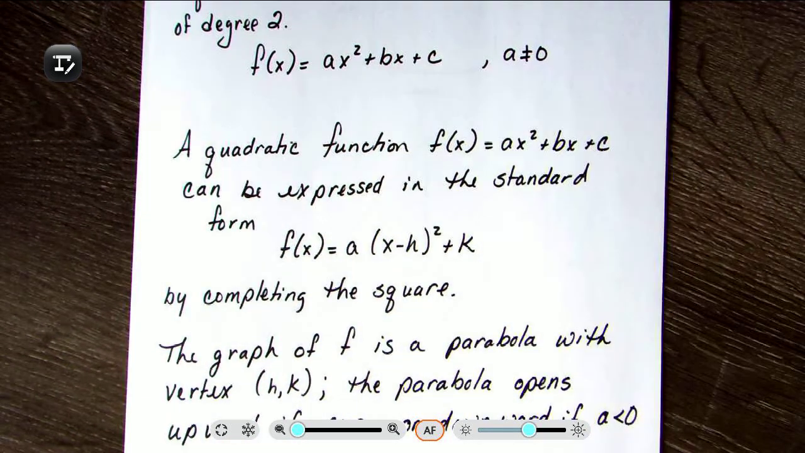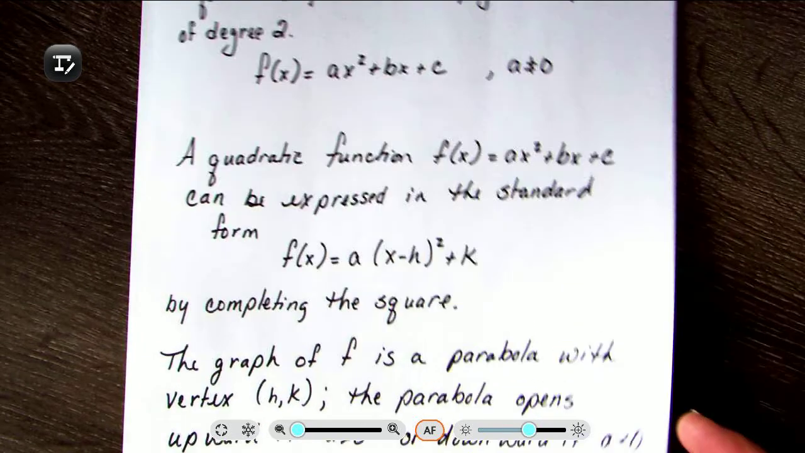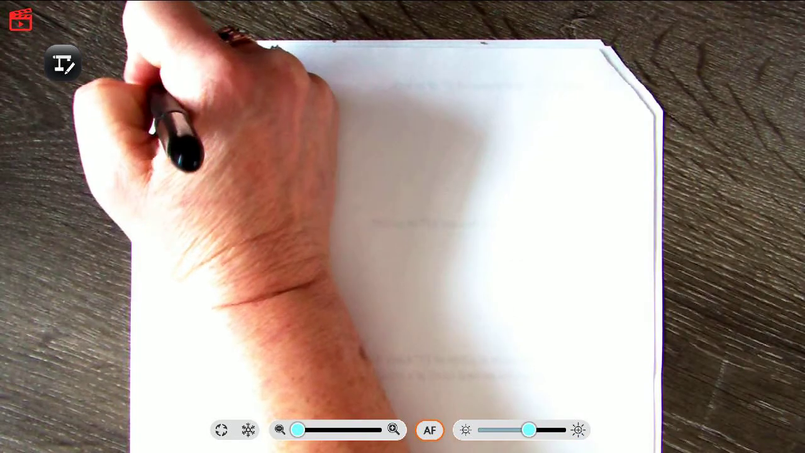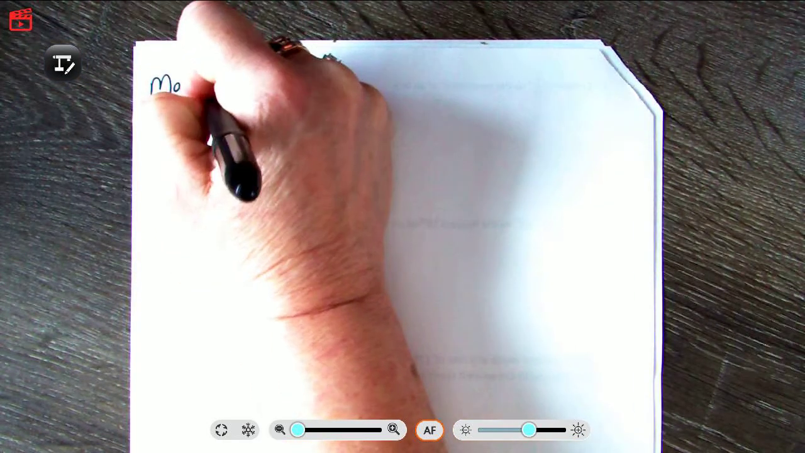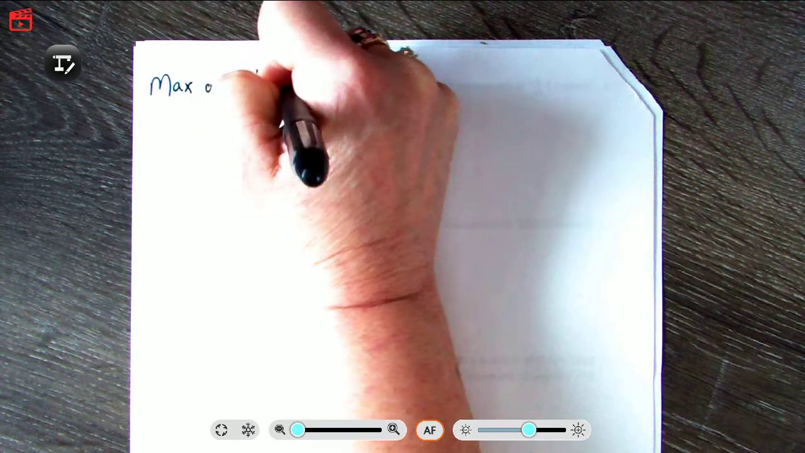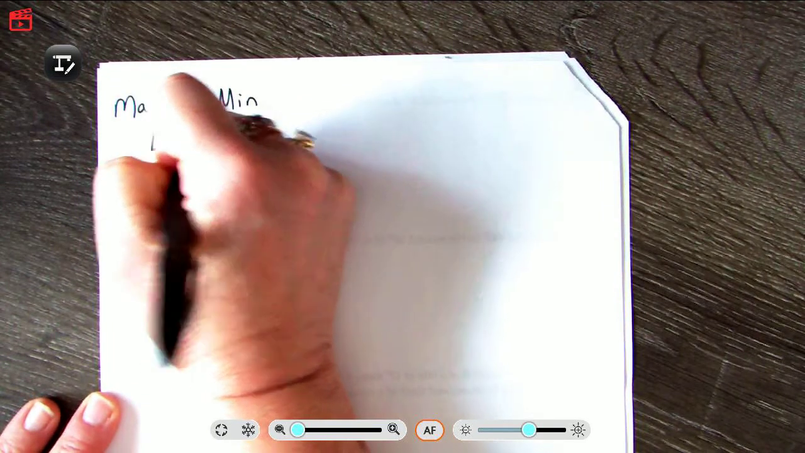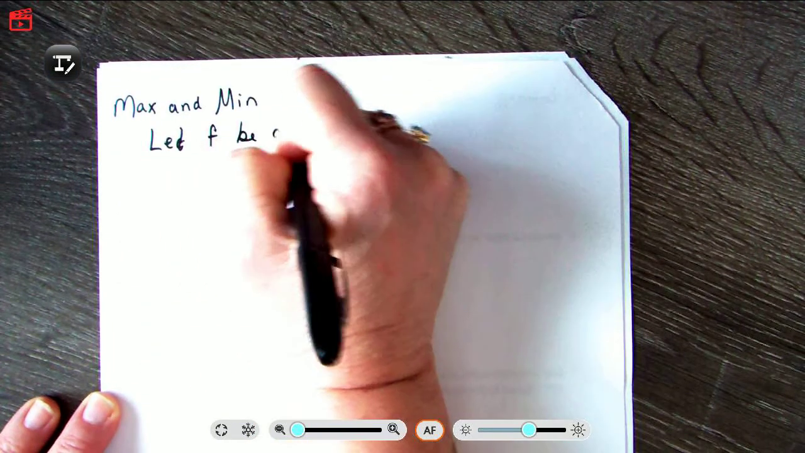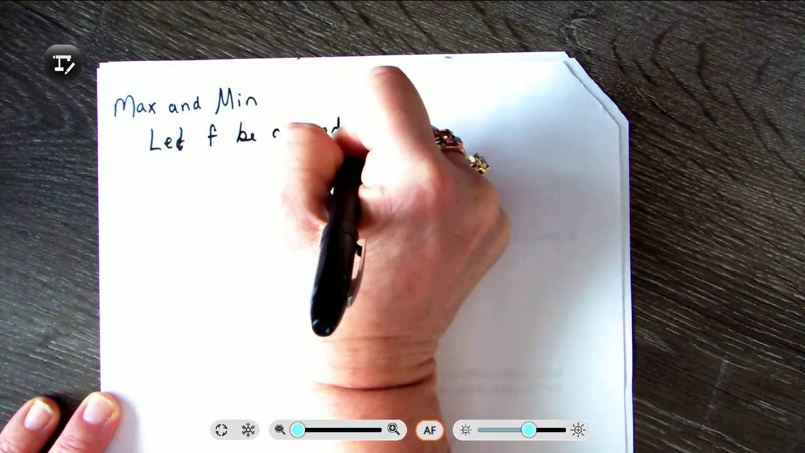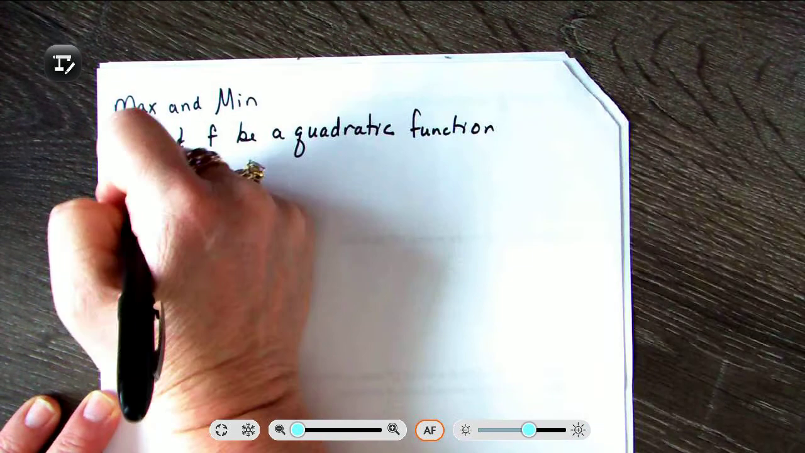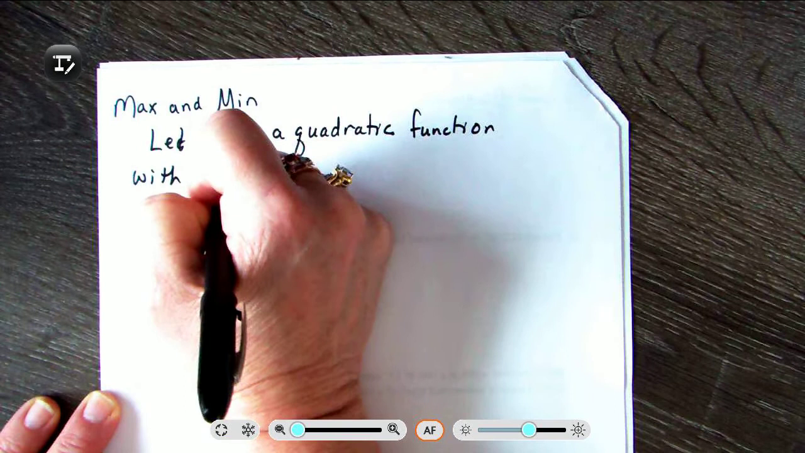I'm going to go through one example here, maybe another example in another spot, but before I do that, I want to give another piece of information, and that is a max or min, maximum and minimum. And I want you to picture parabolas, so those u's opening upwards or downwards. And we're going to let f be a quadratic function with standard form. So we have done the work.